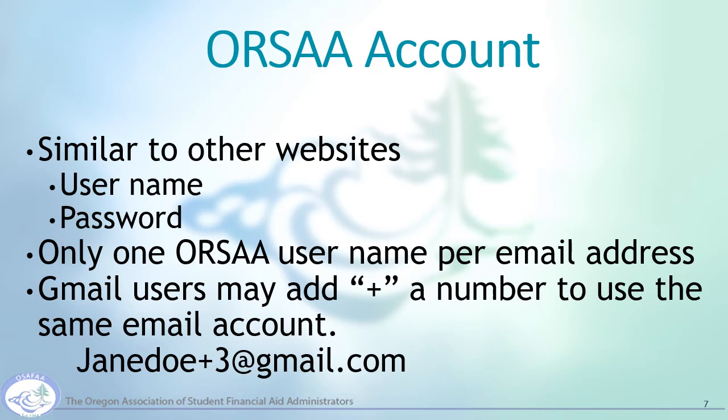To work around this issue, Gmail users may add a plus sign and a number to their email address. In our example, janedoe@gmail.com becomes janedoe+3@gmail.com. The ORSA system will read this as a unique email, but the Gmail system will send both emails to the same inbox. A parent's unique email is the preferred communication, but ORSA allows this workaround if necessary.